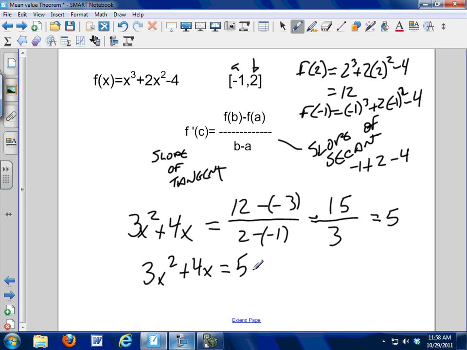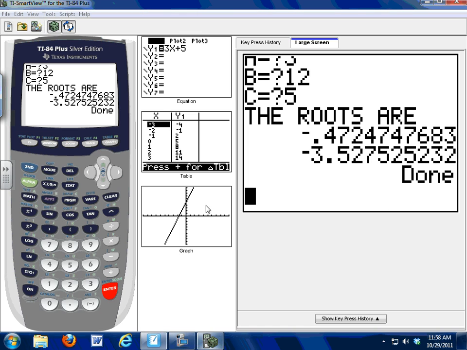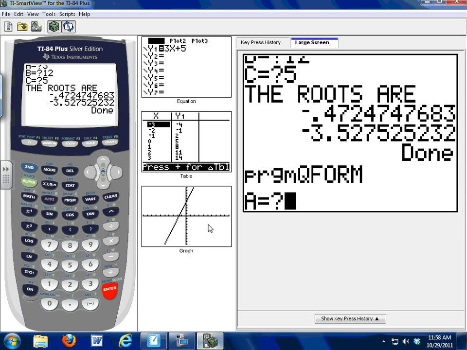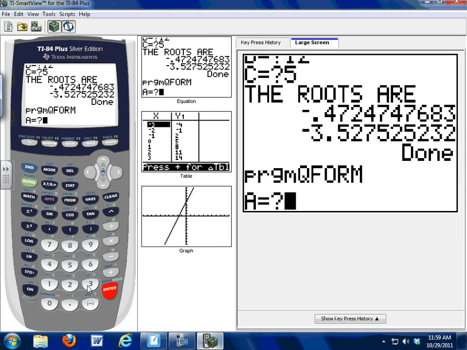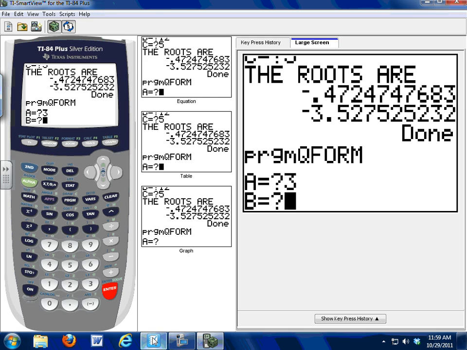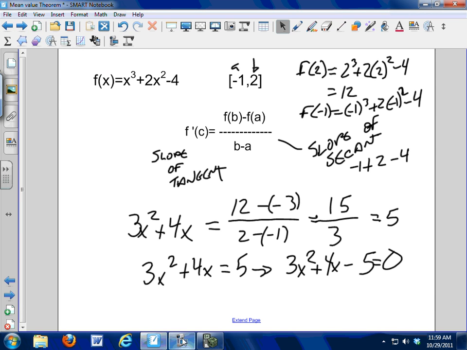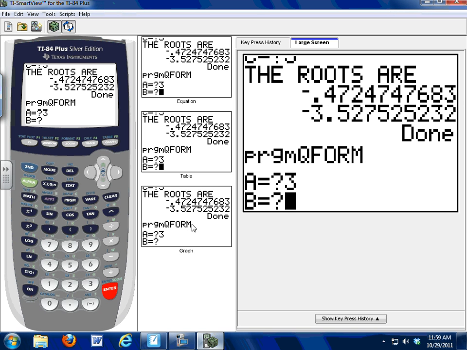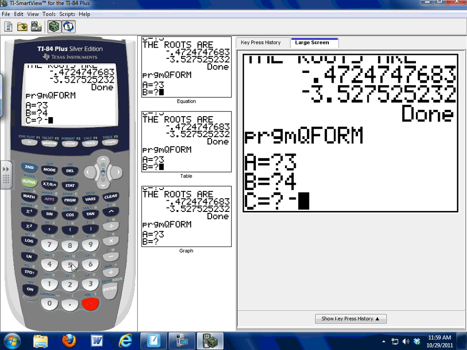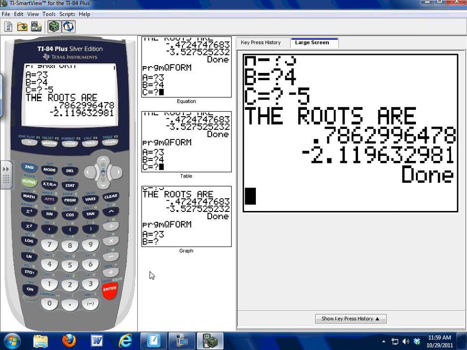Okay, and we know to solve that, we have to make it 3x squared plus 4x minus 5 equals 0. And quadratic formula, quadratic equation, quadratic whatever. Let's see if we can make it work again. What did I have? I had 3, I know, was a. Plus 4 and negative 5. Okay, b was 4, c was negative 5. Bingo. Those are my roots.